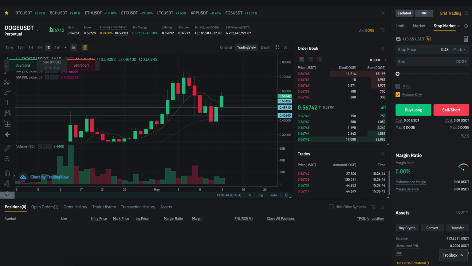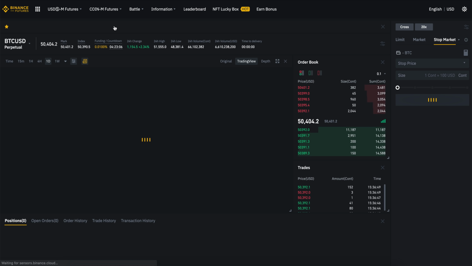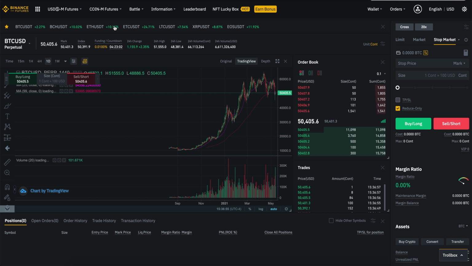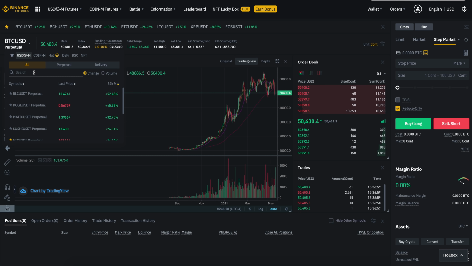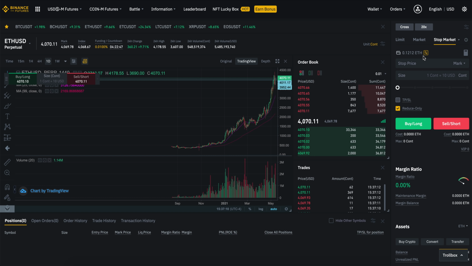Now let's talk about the coin M contracts. This is where you're going to be earning cryptocurrency instead of fiat currency, instead of USDT. I'm going to be earning my Ethereum because I'm trading Ethereum, ETH. Let's go to the coin M, and we're doing the Ethereum USD perpetual coin margin. You can see now that instead of dealing with Tether, I'm dealing with ETH.